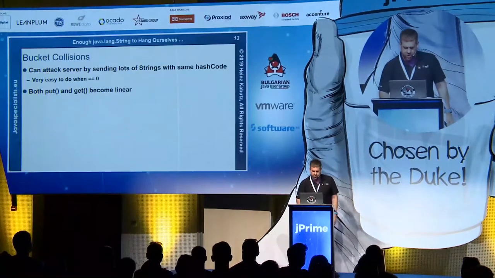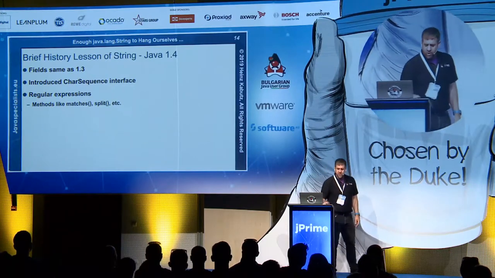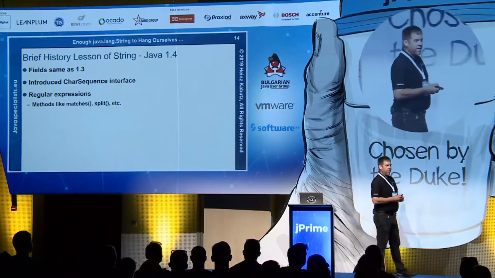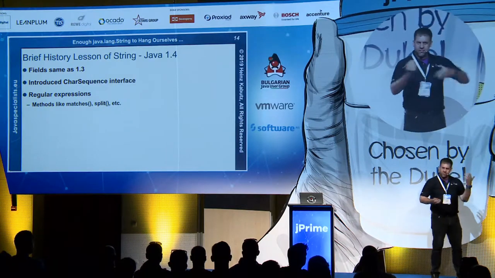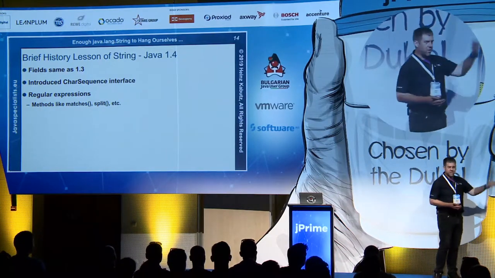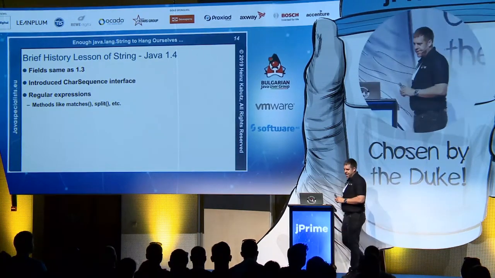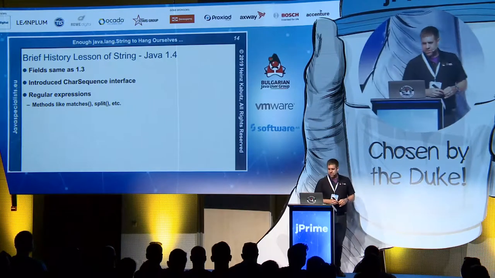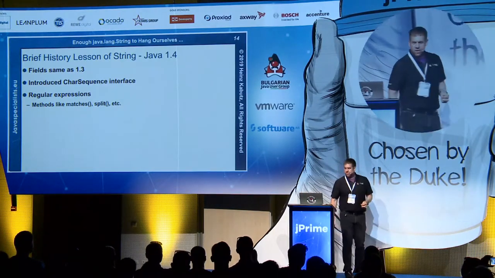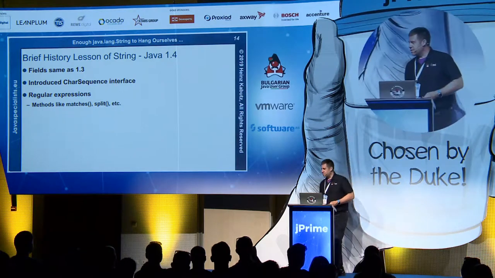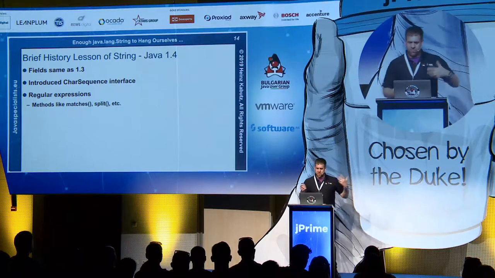So let's move on to Java 4. So that's what we showed. Now, Java 4 had the same fields as 1.3. They also introduced an interface called CharSequence. So if you want to have a different way of doing strings, you can actually work with CharSequence rather than String. Now, this is quite convenient. And we've got regular expressions, so matches, split, etc. The regular expression used, is it the interpreter design pattern? I think it's that one. And that generates lots of objects. So you have lots of objects being made with this.